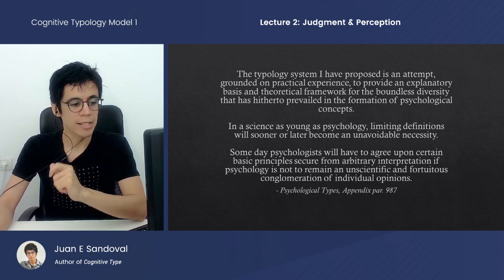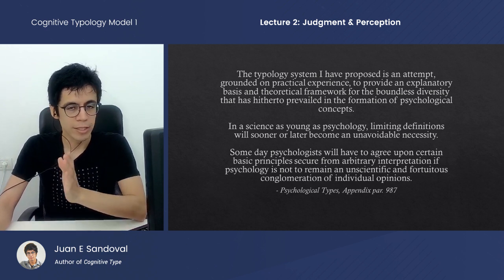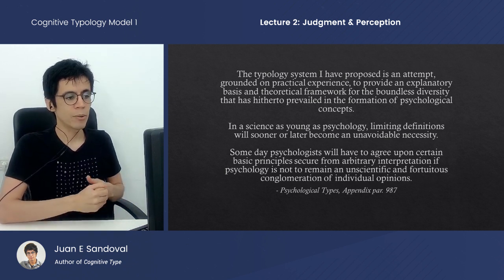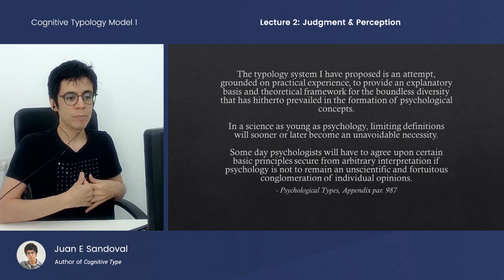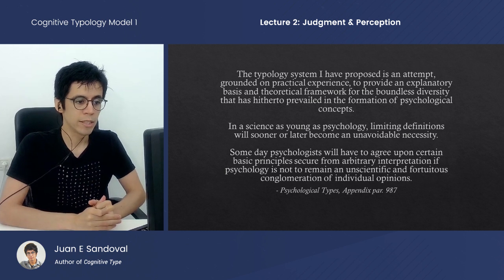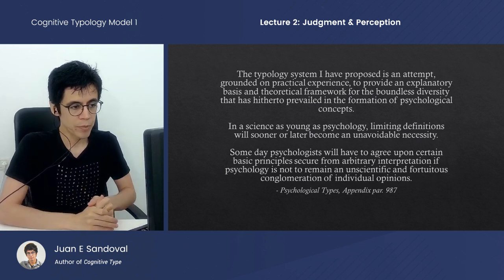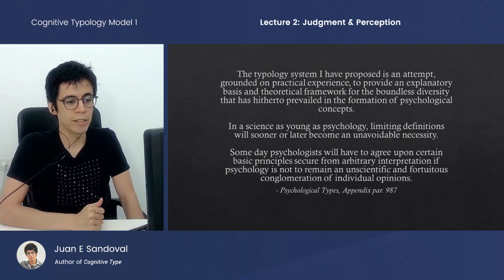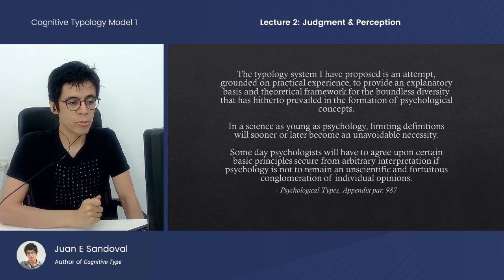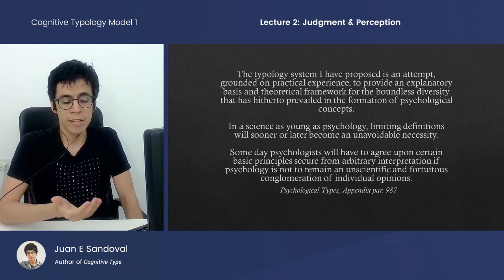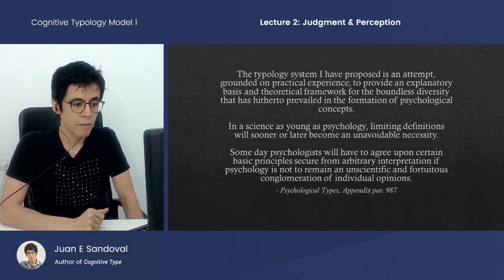This happens to be the last paragraph of Psychological Types. And so this is how he ends the book, basically. He says, "The typology system I have proposed is an attempt grounded on practical experience to provide an explanatory basis and theoretical framework for the boundless diversity that has hitherto prevailed in the formation of psychological concepts. In a science as young as psychology, limiting definitions will sooner or later become an unavoidable necessity. Someday, psychologists will have to agree upon certain basic principles secure from arbitrary interpretations if psychology is not to remain an unscientific and fortuitous conglomeration of individual opinions."